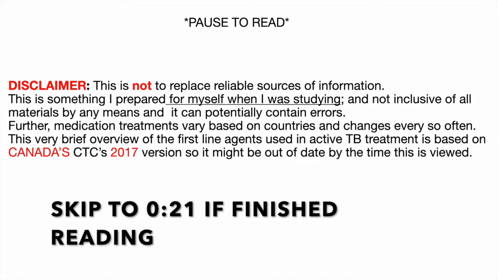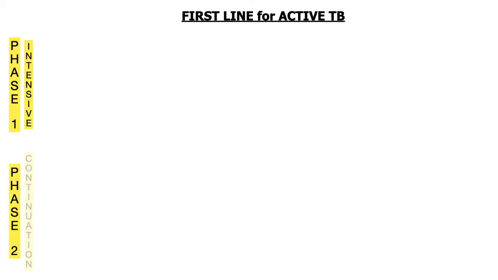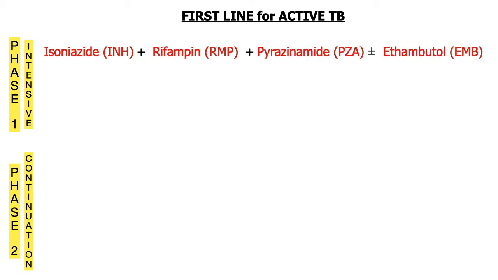This brief overview of the first-line treatment in active TB is based on Canada's Canadian Therapeutic Choices 2017 version, so it might be out of date by the time you watch this. So first line for active TB treatments can be broken down into two phases. Phase 1, the intensive phase, and phase 2, the continuation phase. So phase 1, we start off with isoniazid, rifampin, pyrazinamide, plus or minus ethambutol.